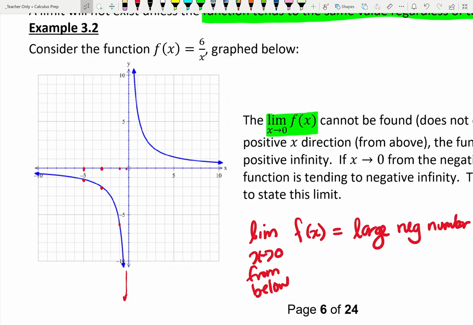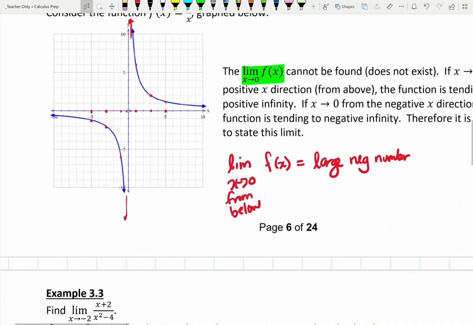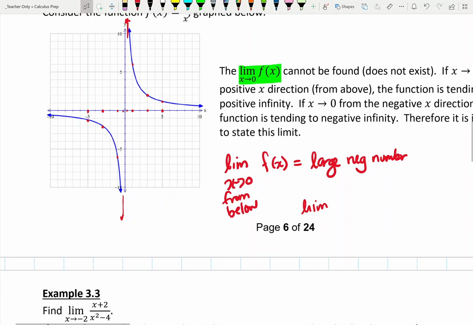If we do the same thing approaching 0 from above, looking at the value of x is 5, the function is 1 and a bit. When x is 3, the function has a value of 2. When x is 1, the function has a value of 6. When x is 0.1, for example, the value of the function is some very large positive number. So we've got this situation now where the limit as x approaches 0 from above is some large positive number.